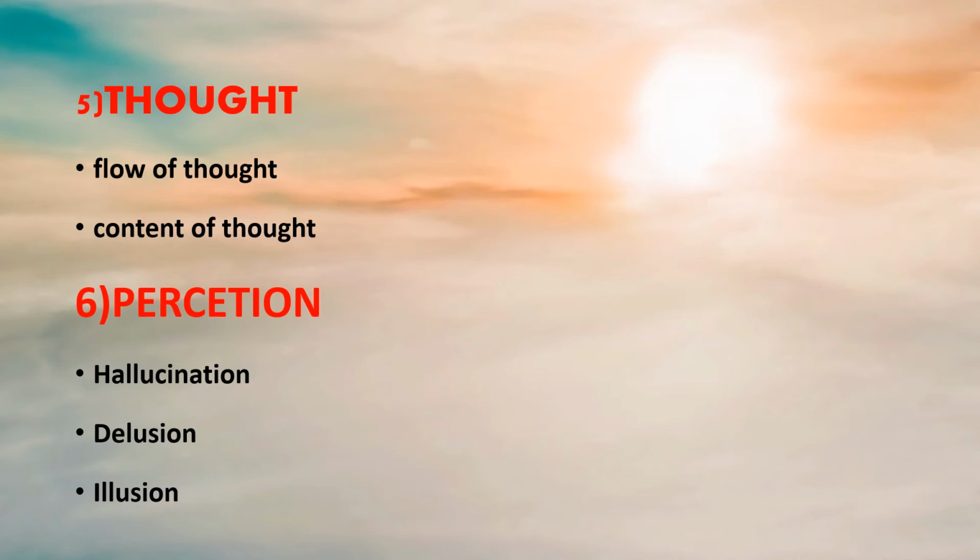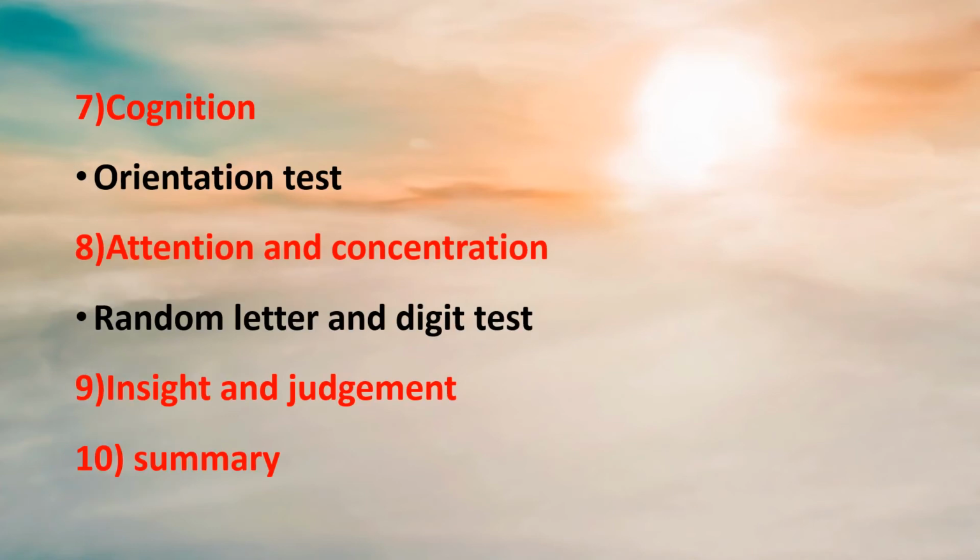Under perception you have to write about hallucination, delusion and illusion. What type of hallucination the patient is showing, what type of delusion and illusion is there, you have to write. If there is no hallucination, delusion or illusion, that also you can specify under this perception heading. Next heading is cognition. To understand the cognition, you can do an orientation test on the patient. If they are properly answering and are oriented to place, name and everything, you can write orientation is intact. Otherwise, whatever result you get, you have to write under cognition.